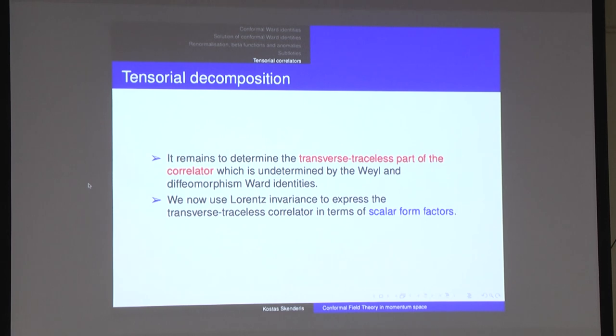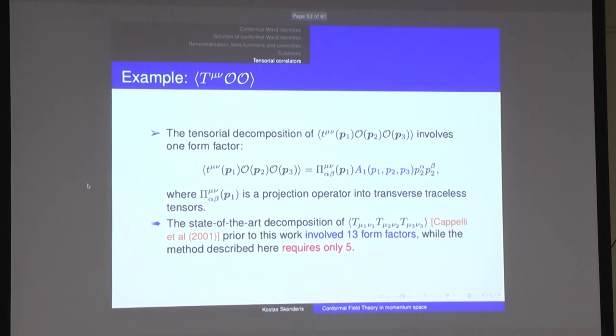So, okay, it remains to find this piece. Now that we know that this is transverse and traceless, we can try to input that into the formalism. So the answer, whatever it is, should contain a projection operator that projects into transverse and traceless. And then the rest of the indices, you can write down the general expression that could appear. So in this case, we see that there's only one form factor that we need.